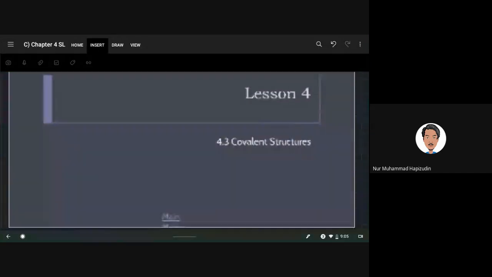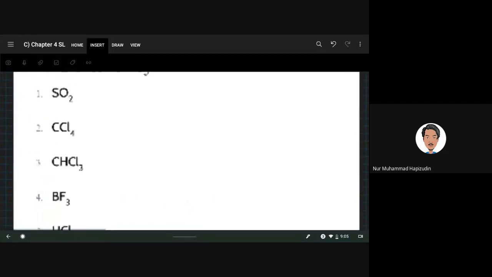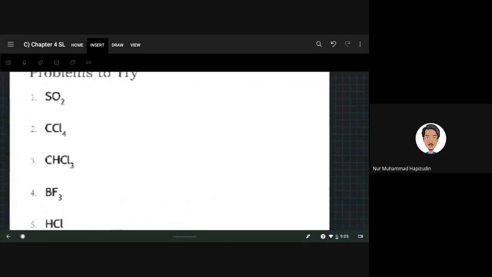Okay, kita akan masuk kepada intermolecular force. Intermolecular force. But saya nak share je lah kat sini jawapan dekat dalam nota yang saya bagi ni. Okay, jawapannya ni.